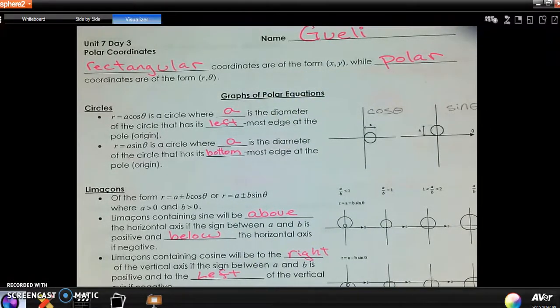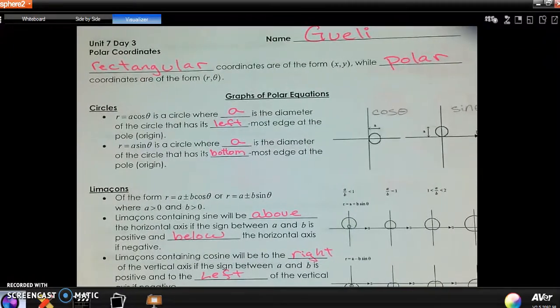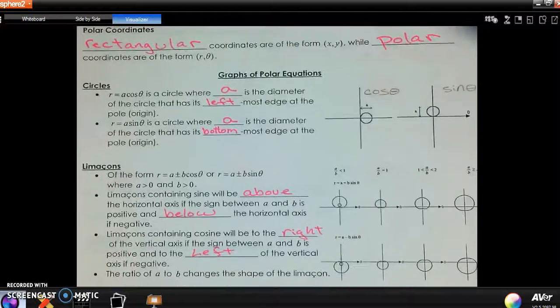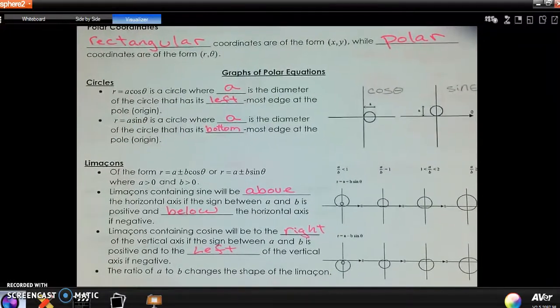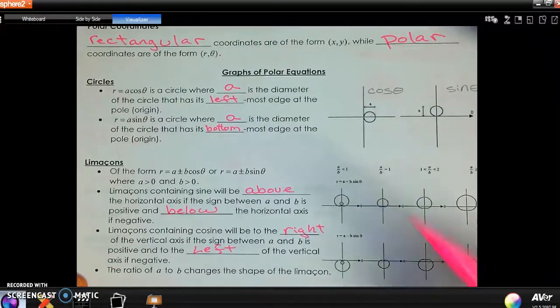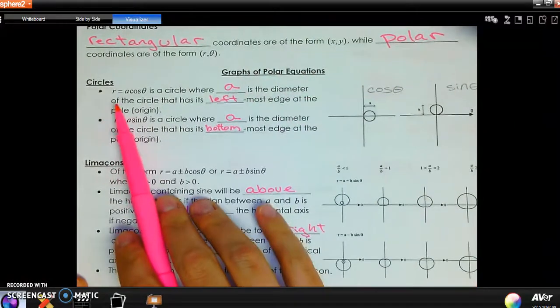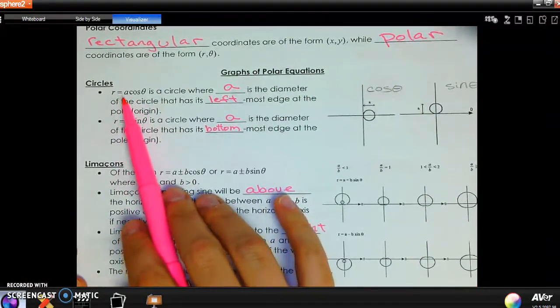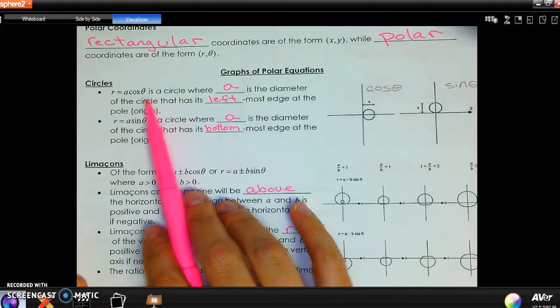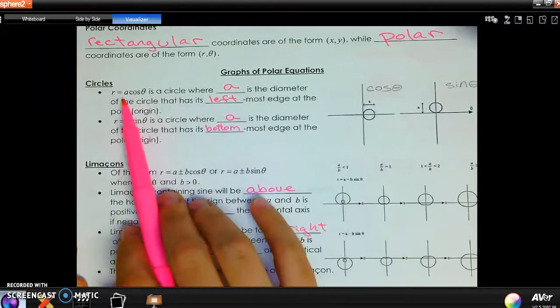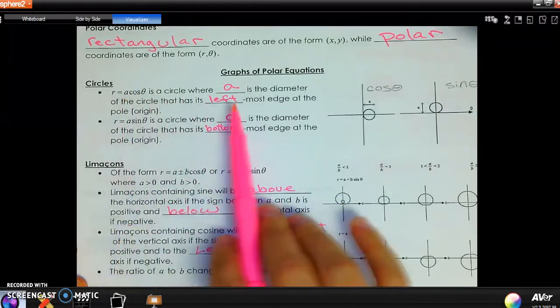And then let's talk a little bit about these polar coordinates themselves. There are several different types that you may be asked to graph. The first type is a circle. Circles can have the form r equals some constant a times cosine theta. It's a circle where a is the diameter, okay?